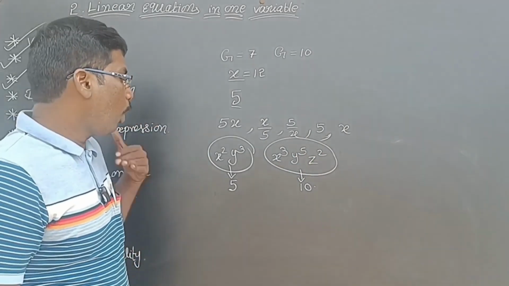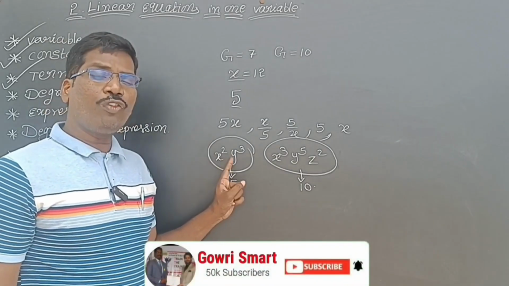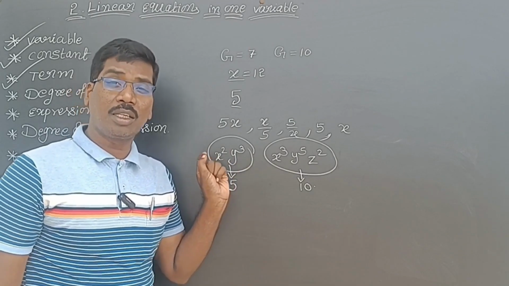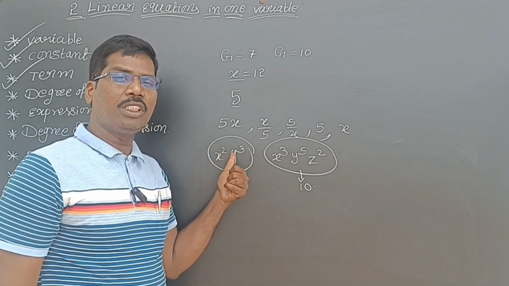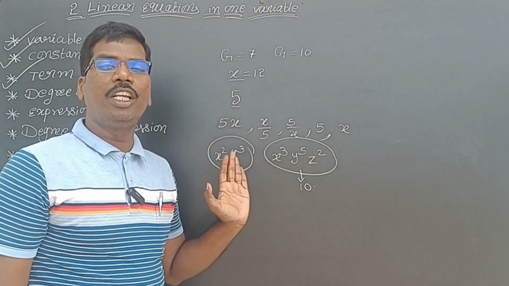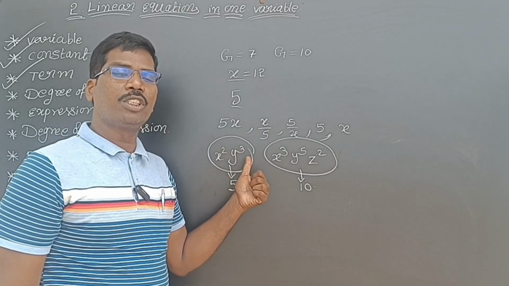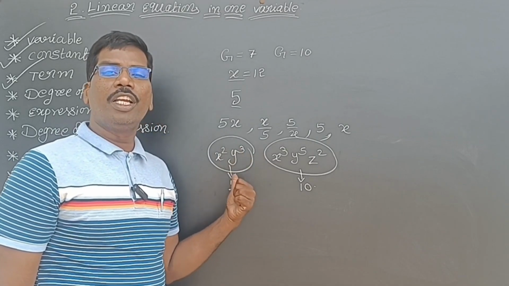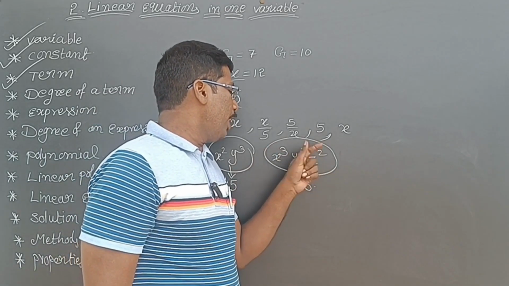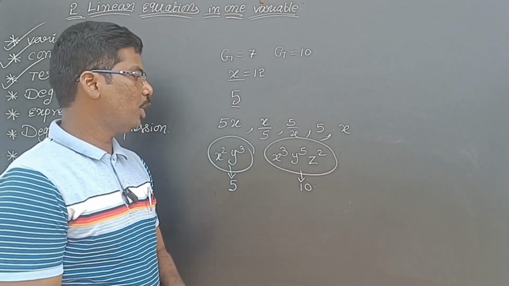This degree is 10. Now how can we define the degree of a term? Degree of a term means the power of the variables which are present in a term. The sum of the powers of the variables which are present in a term is called the degree of a term. Now I will write one more.